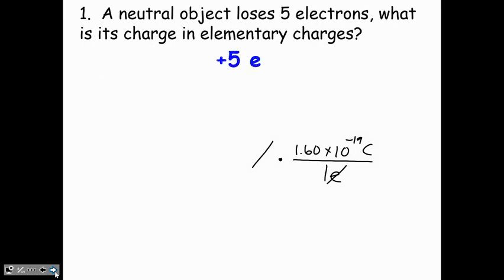A neutral object loses 5 electrons. What is its charge in elementary charges? So when you think of this question, I want you to think about the double negative here. When an object loses electrons, it's becoming less negative or more positive. So if a neutral object loses 5 electrons, it would have a resulting charge of +5 elementary charges because now it has 5 more protons than it does electrons.